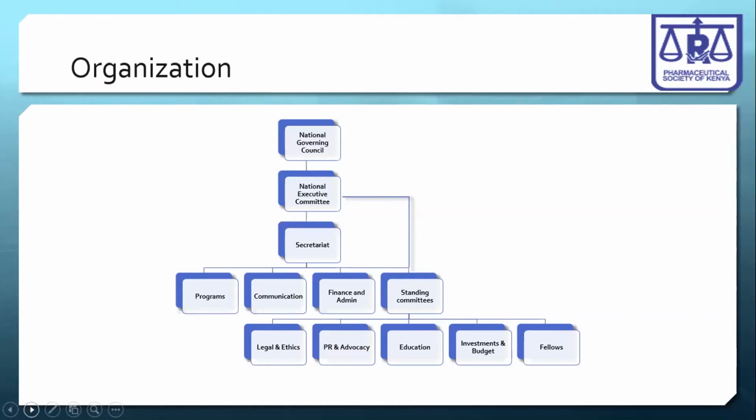Then the secretariat has three departments: programs, communications, finance, and admin. And then we have the standing committees, legal and ethics. President, the chair for legal and ethics. That's Honorable Fellow Dr. Karanja. Then maybe you take the rest. You just introduce the chairs of all those standing committees.